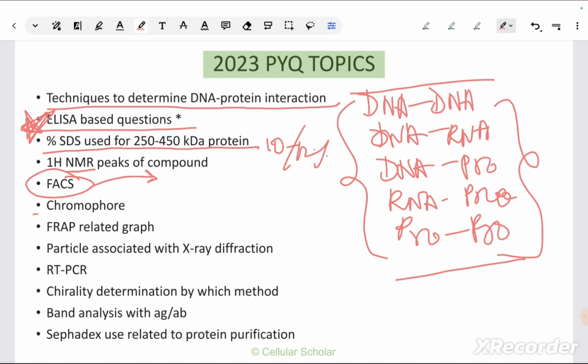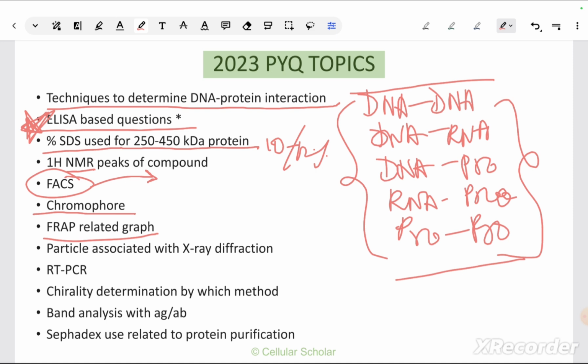So one question was asked from chromatophore. A FRAP related graph was given, and then you had to interpret the data. So basically they asked a lot of questions which are fact based, many analytical, and some you have to calculate, and some questions are quite easy, like they give you a graph, you just have to interpret it. So I find these kinds of questions very easy and very doable. So practice these types of questions.